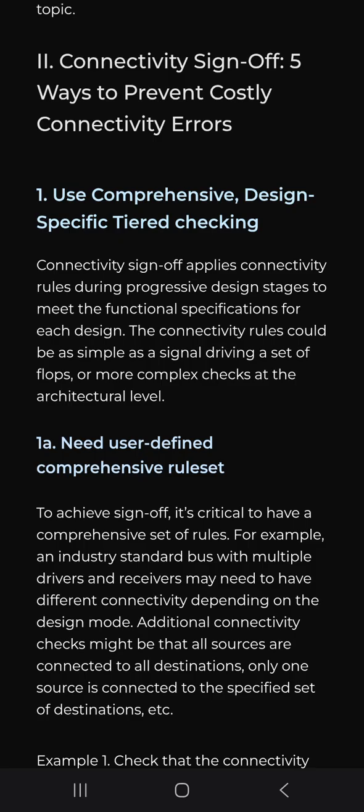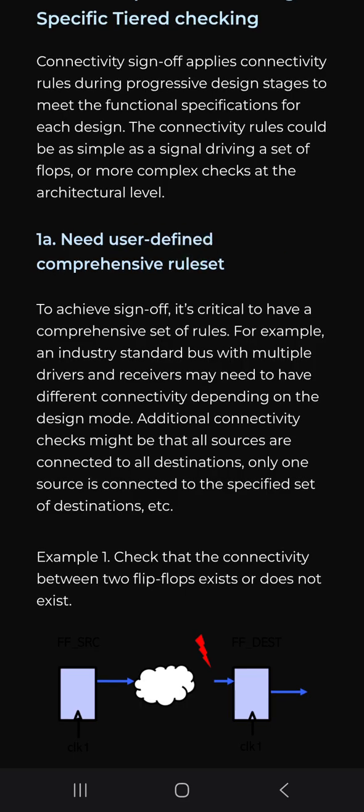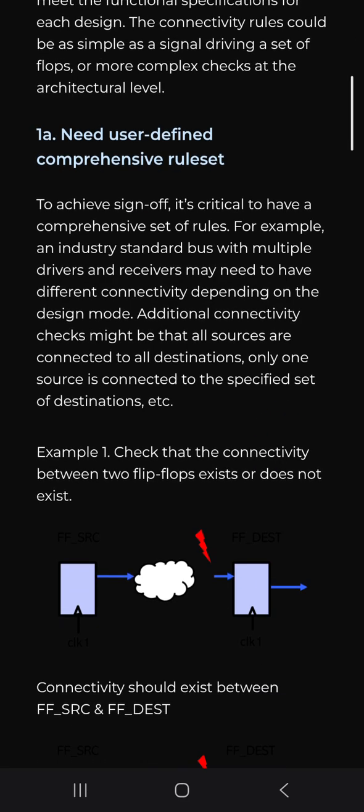Connectivity rules could be as simple as a signal driving a set of flops, or more complex checks at the architectural level. You usually need to define a comprehensive rule set. To achieve sign-off, it's crucial to have a comprehensive set of rules. For example, an industry standard bus with multiple drivers or servers may need to have different connectivity depending on the design mode. Additionally, connectivity checks might be that all sources are connected to all destinations, only one source is connected to a specified set of destinations, and so on.